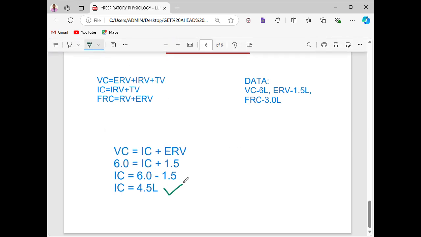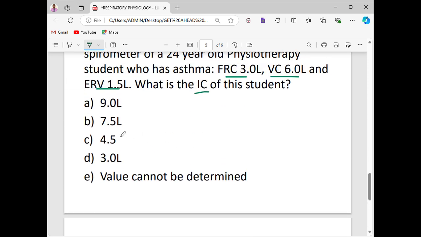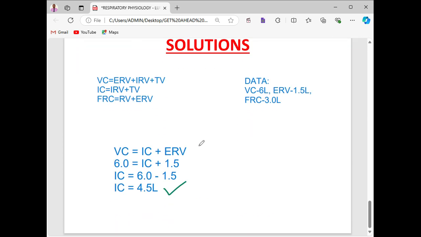So this is our final answer. When we check on the answer that we are given, 4.5 is here. So as simple as that.